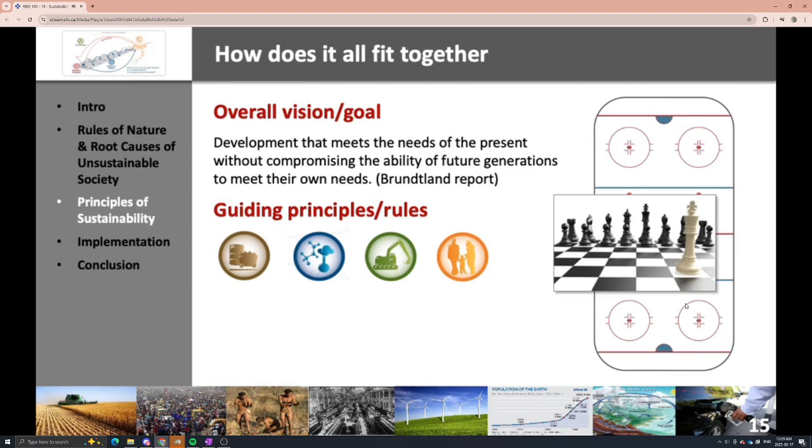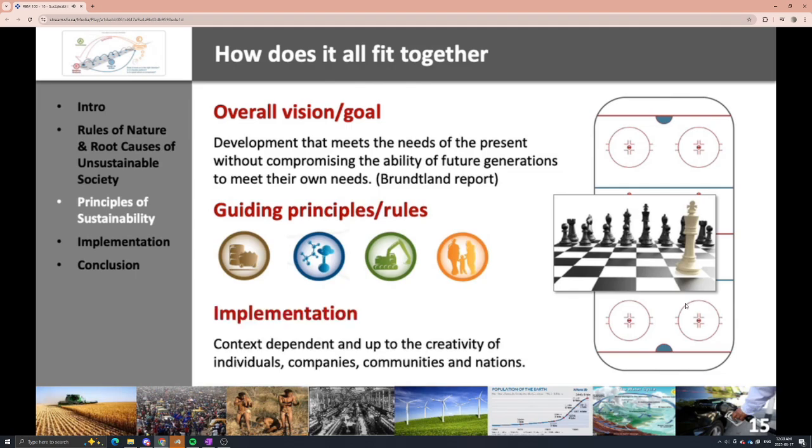But let's bring it back to sustainability. So the guiding principles describe what is needed to be a sustainable society. But how we want to achieve these goals is really up to us. And it really depends on our context and creativity. But as long as we follow these guiding principles, we eventually will become a more sustainable society. So let's look at some explicit examples of how we can put all of this into action in a company, a community, or in our personal lives.